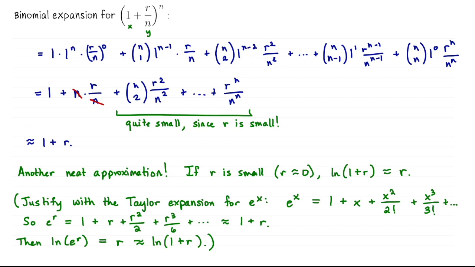So natural log of 1.5 would be like r equals 0.5. That's 0.4, that's not too bad. But then what about natural log of 3? That would be like having an r value of 2. But natural log of 1 plus 2, or natural log of 3, is 1.09. That's not very close to 2. So this approximation is valid when r is really small, so that 1 plus r is really close to 1.